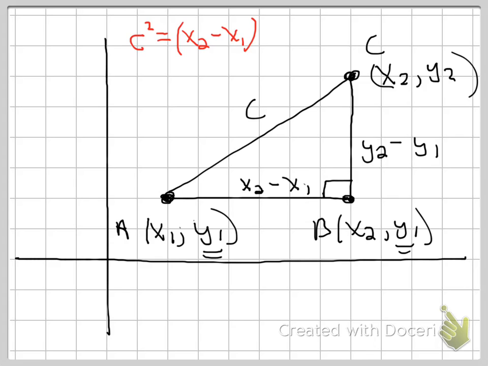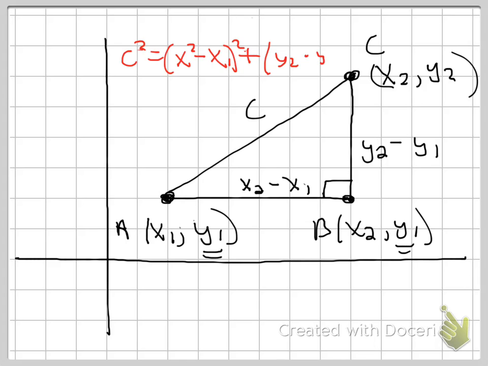squared. Having trouble writing the squared up here. I'll have to erase that and write it lower, sorry. Okay, this is going to be C squared equals x sub 2 minus x sub 1 squared plus y sub 2 minus y sub 1 squared. And all I've done is apply the Pythagorean theorem.